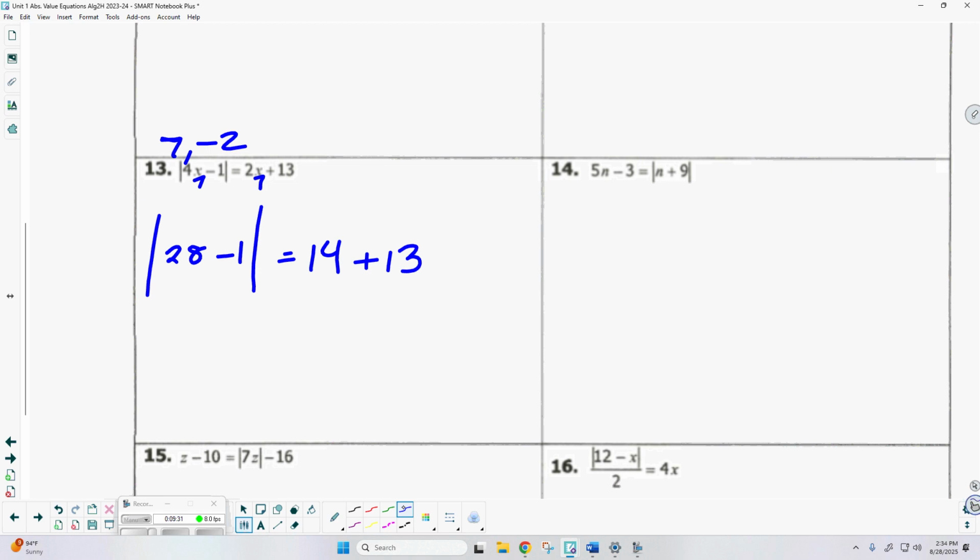Okay. Well, let's see here. 28 minus 1, that is a 27. Will the absolute value of 27 give me 27? Yes, so 7 works. Okay. And again, I'll go ahead and tell you negative 2 works as well. So I'm going to go ahead and say negative 2, comma 7. Got my roster. I'm on to the next problem.